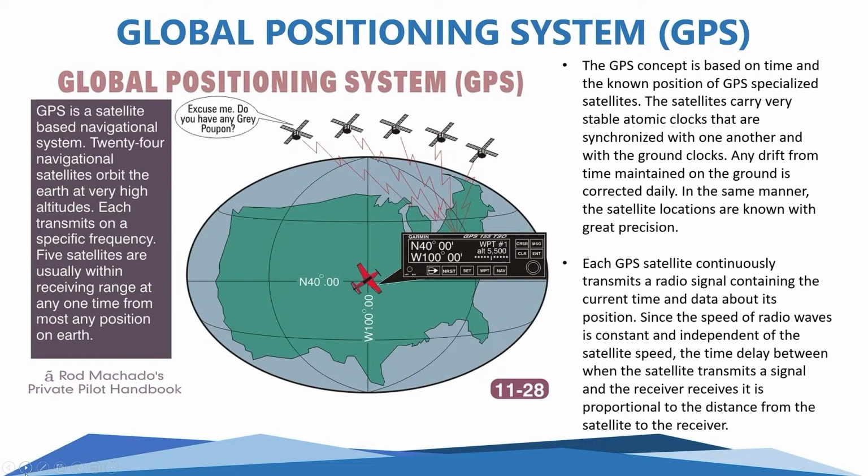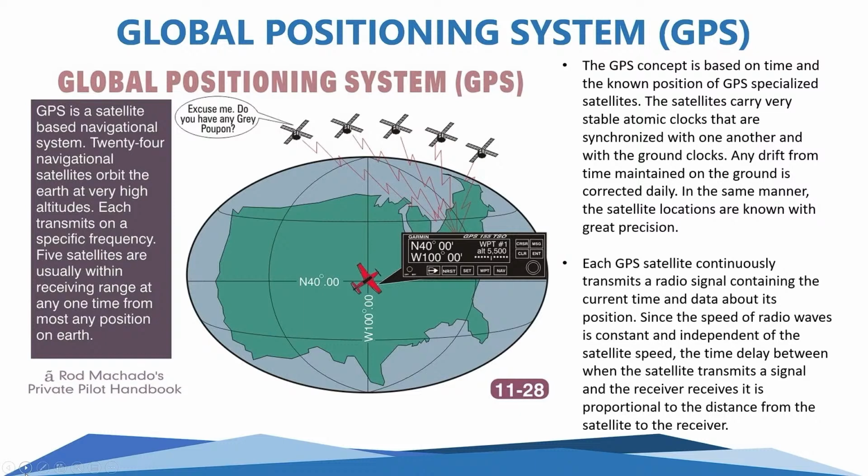Each of the satellites themselves carries a very stable atomic clock, and they're synchronized with each other, and they're also synchronized with a ground station using a ground clock. And anytime there's drift, anytime the time changes in any one of the satellites, they're going to correct that daily using that ground station to make sure each satellite has the exact same time down to the millisecond. And we also know the exact satellite location basically 24/7.